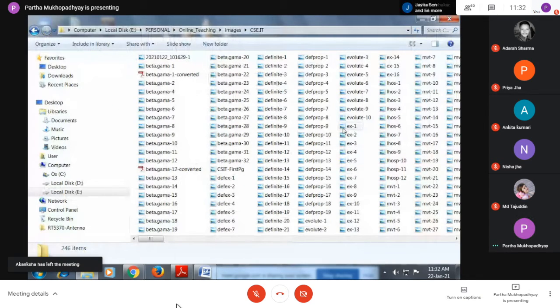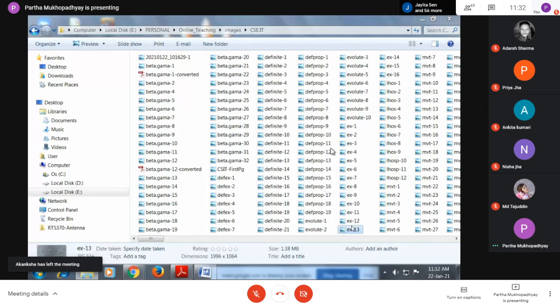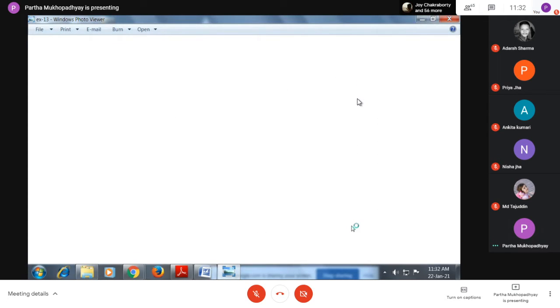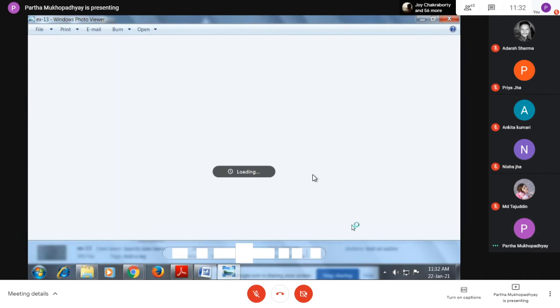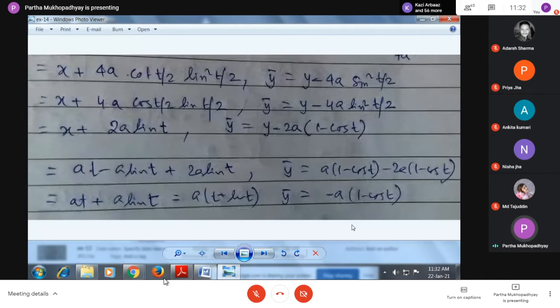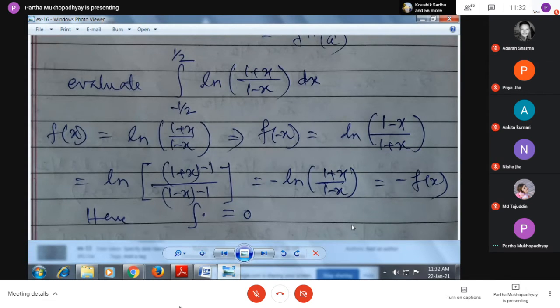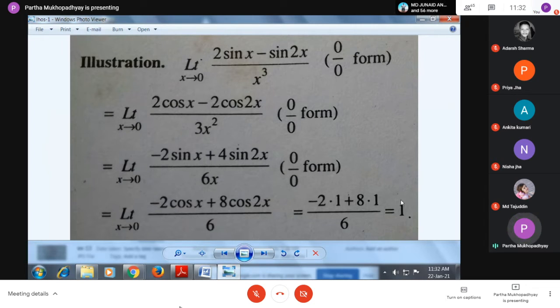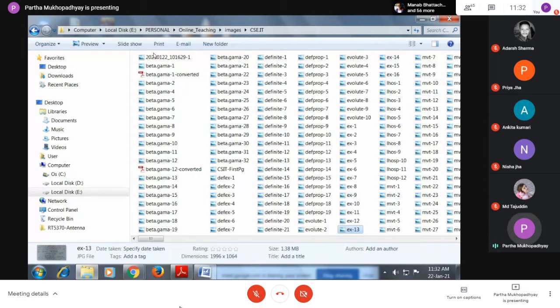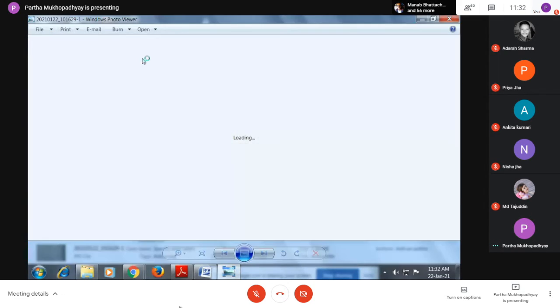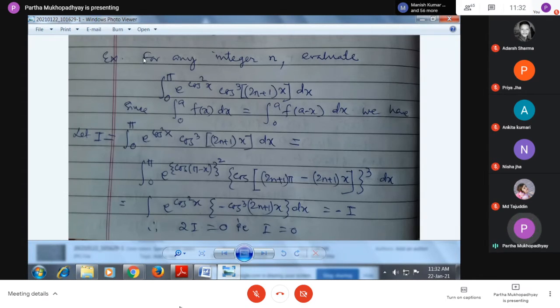Example 13. This problem we have already solved. I don't need to discuss this problem anymore. And there is another problem, this one, I think. Yes, this is also another very good problem. Everybody can see it? Yes, sir.